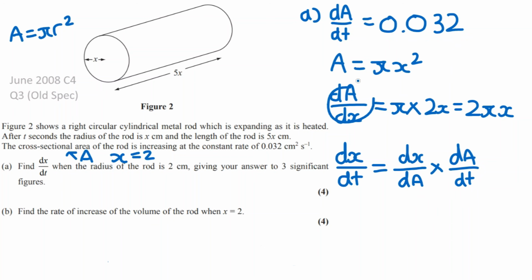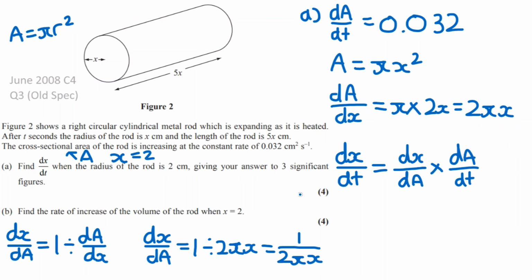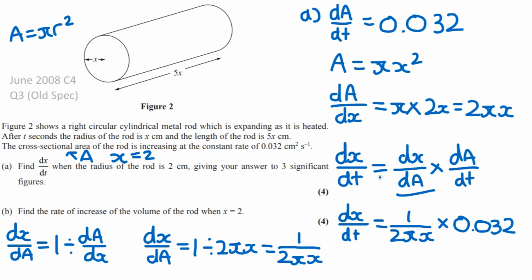But we don't have dx over dA, we have dA over dx, so we're going to have to do the thing we did before, where dx over dA is equal to 1 divided by dA over dx. So if we sub in the value for dA over dx, which is 2 pi x, it's going to be 1 over 2 pi x. So dx over dA is equal to this here. Therefore, dx over dt is dx over dA, which is 1 over 2 pi x, multiplied by dA over dt, which is 0.032, so this will go in the numerator.